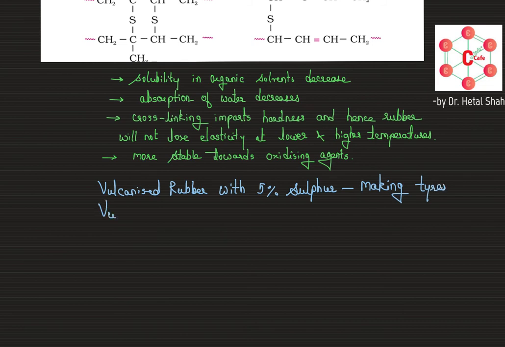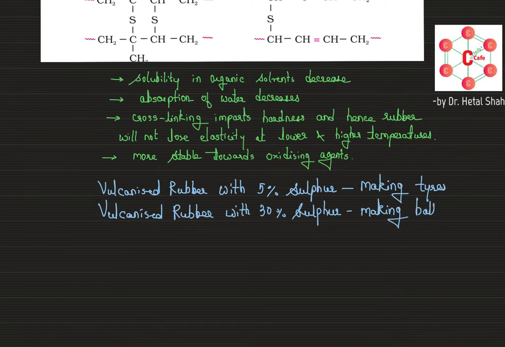And vulcanized rubber with 30% sulfur is used for making battery cases, right? So we do have different types of rubber formed with different amounts of sulfur added, right?